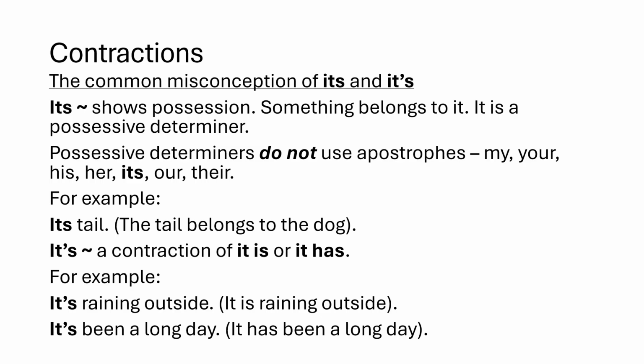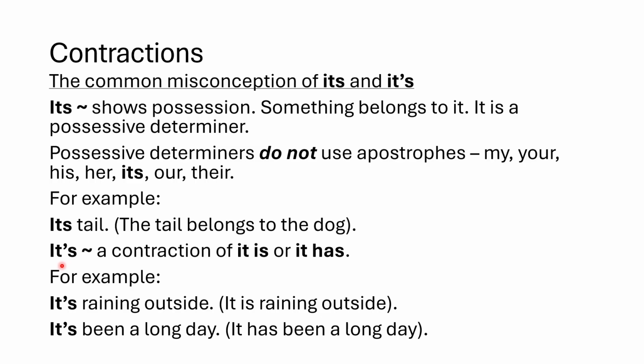This is the common misconception of its and it's. Its, ITS, without an apostrophe, shows possession. Something belongs to it. It is a possessive determiner. Possessive determiners do not use apostrophes. My, your, his, her, its, our, their. For example, its tail. The tail belongs to the dog.